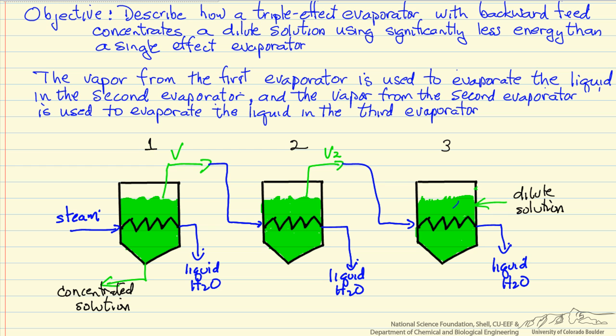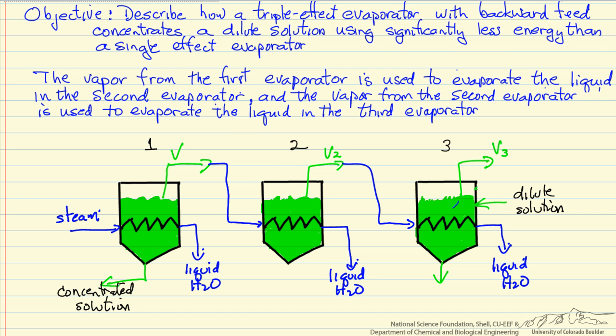And of course, in the third effect we're again forming vapor, which is the solvent. Well, we fed into this third effect a dilute solution. Because we're evaporating some of the solvent, we've made a more concentrated solution. So that means we have a more concentrated solution leaving the third effect, and we want to feed that now into the second effect.